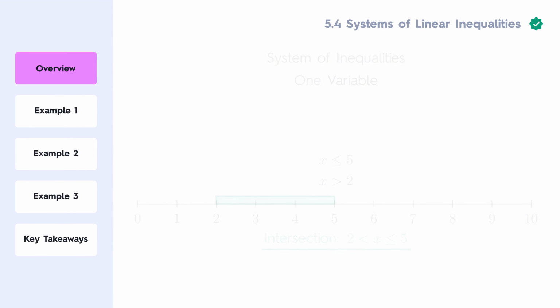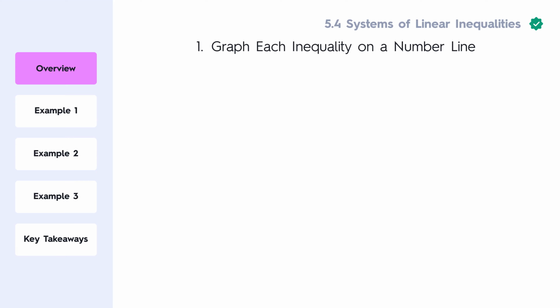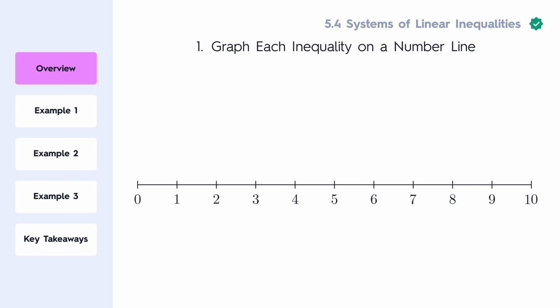In a system of linear inequalities in one variable, we'll typically follow these steps. Graph each inequality on a number line. For each inequality, we'll first plot it on a number line. This helps us see the range of values that work for each inequality individually. Remember that for inequalities like less than or greater than, we'll use an open circle to show that the boundary point is not included. For less than or equal to or greater than or equal to, we'll use a closed circle to include the boundary point.